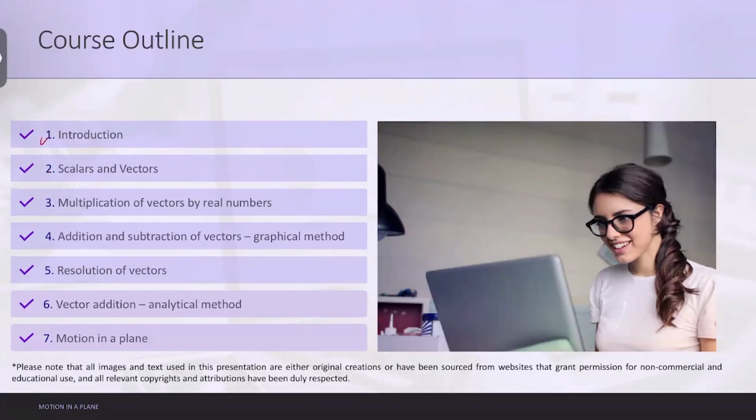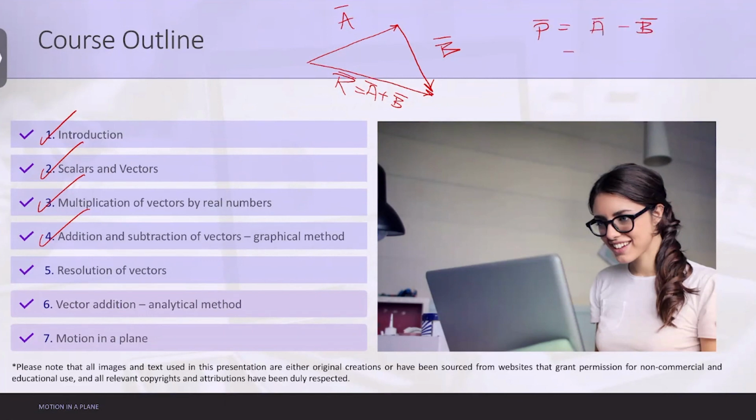So that was the basic division of scalars and vectors. Then we started understanding the properties of vectors, in which one of the properties was multiplication of a vector by a real number. The next thing we understood was addition and subtraction of vectors. If this is some vector A and this is some vector B, then A plus B is basically this. P bar is equal to A bar minus B bar, which is also equal to A bar plus minus B bar. So you just reverse the direction of B bar and add A into it, and that is how we can do the subtraction of vectors.